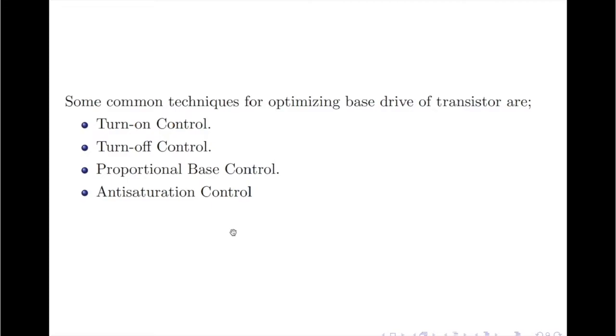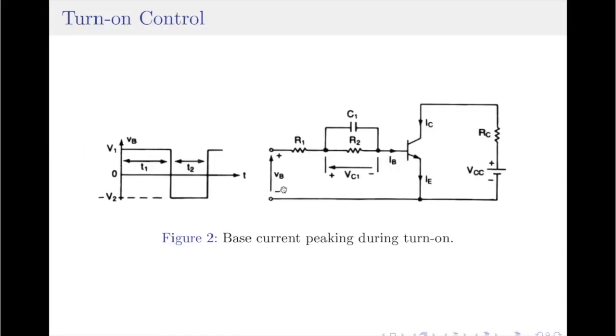Some of the commonly used techniques for optimizing the base drive of a transistor are turn on control, turn off control, proportional base control, and lastly anti-saturation control. Let us now discuss each one of them in much detail. I'll start with the turn on control.